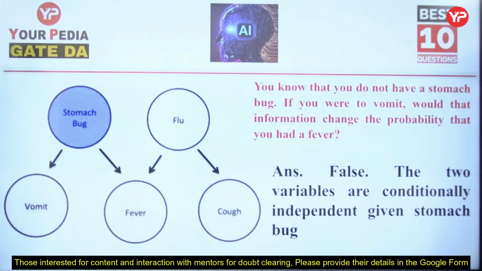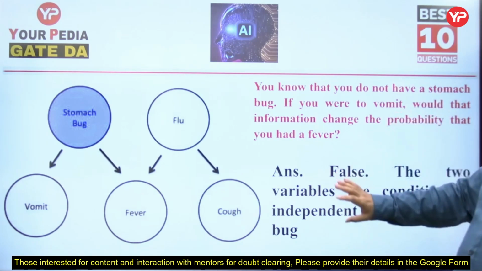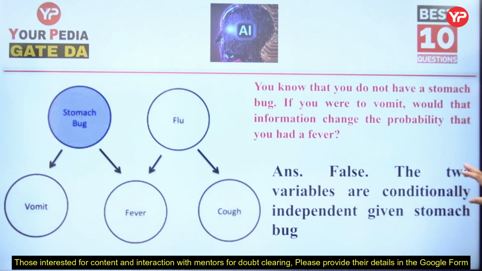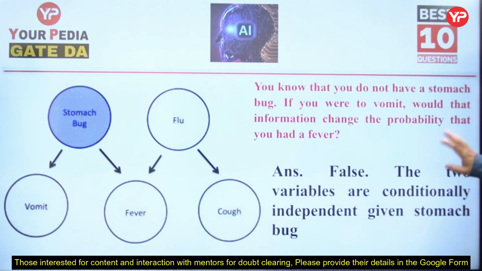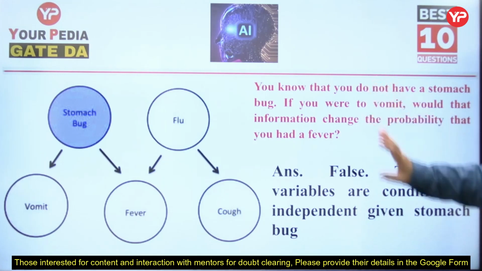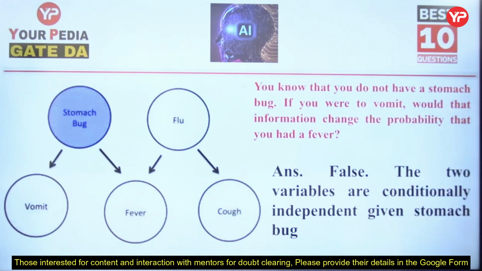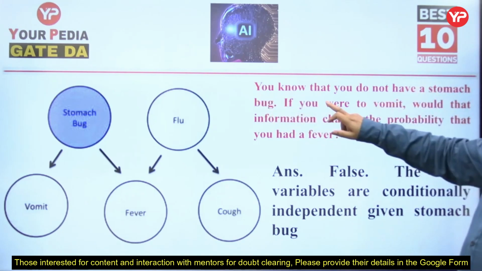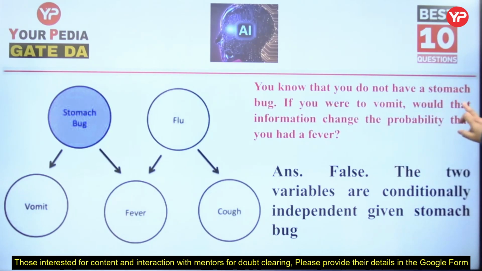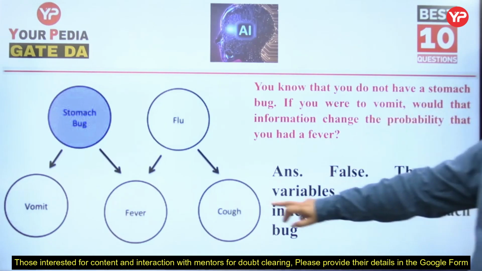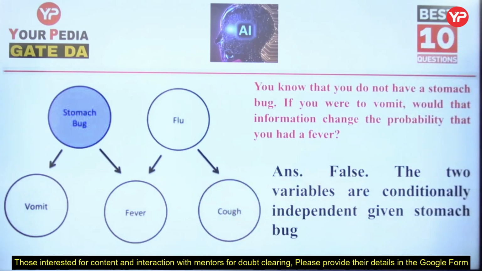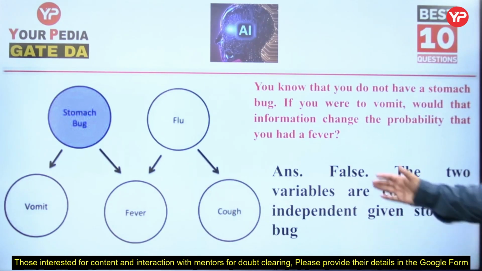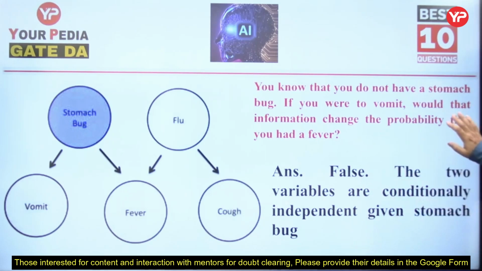So, you know that you don't have a stomach bug. If you were to vomit, would your information change the probability of fever? No. The two variables, vomit and fever, are conditionally independent. That's why it will not change. Vomit has nothing to do with having a fever, since there is no conditional dependency on that one. That's why the statement is false.